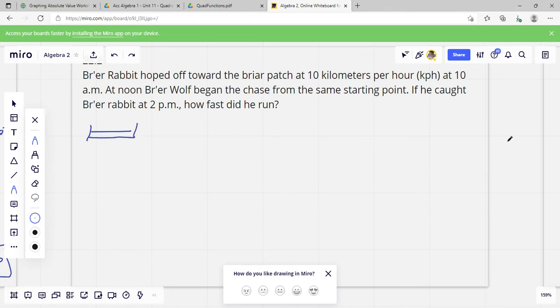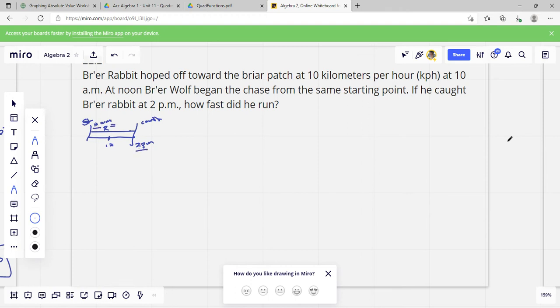All right, so here's where they started. Right here. Here's our start. Here's where they got caught. Brer Rabbit started at 10 a.m. So here's our rabbit, and he started at 10. And then Brer Wolf started at noon, and he caught him at 2. So this would be from 10 to 2.